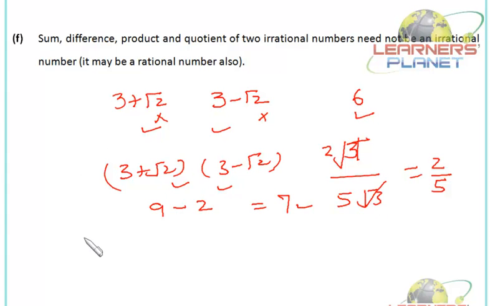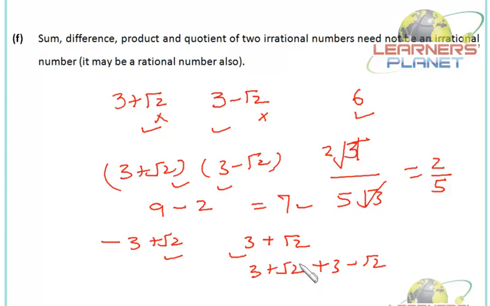Similarly, for difference, suppose I have a number 3 plus root 2 and the other number is 3 minus root 2. Suppose I subtract this number from the other, then root 2 will be cancelled, and what I'll be getting is 3 plus root 2 plus 3 minus root 2. So what I'll be getting is 6.